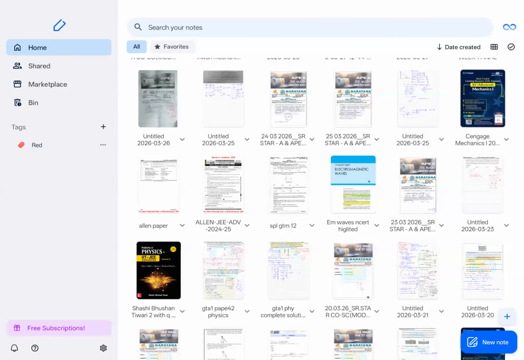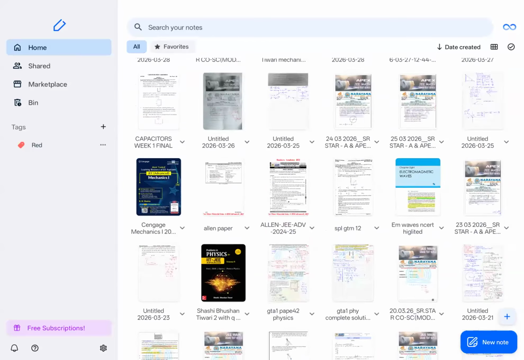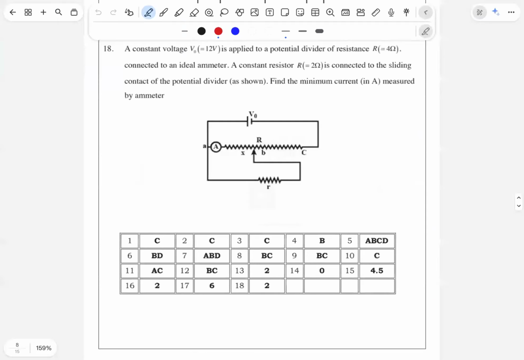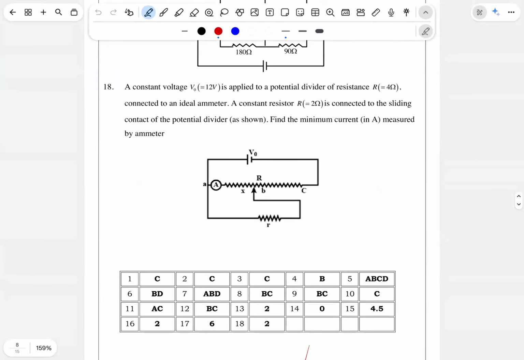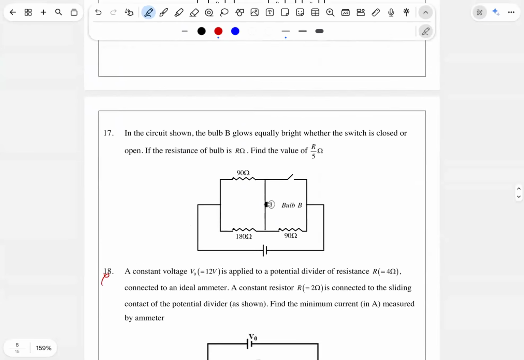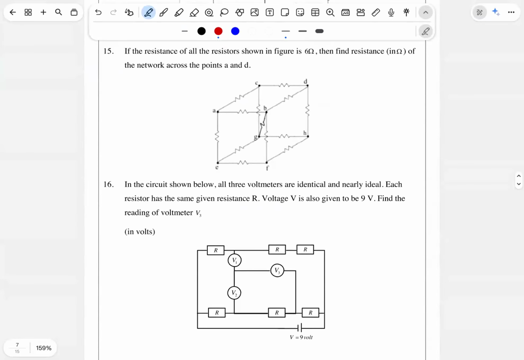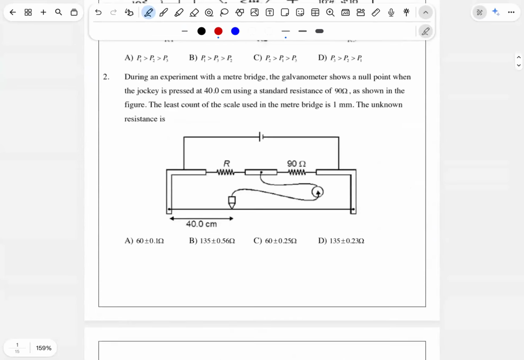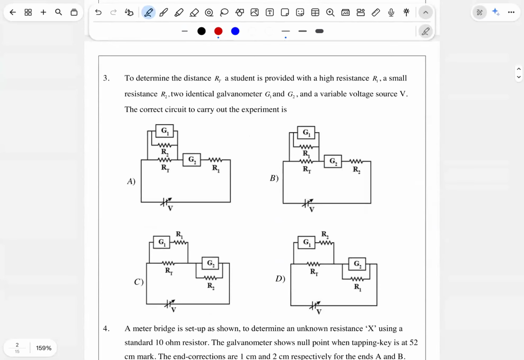Potentiometer is next week syllabus, you said. This is potentiometer. No. What is the doubt in the third question? Just want to check what your doubt in the third question is.